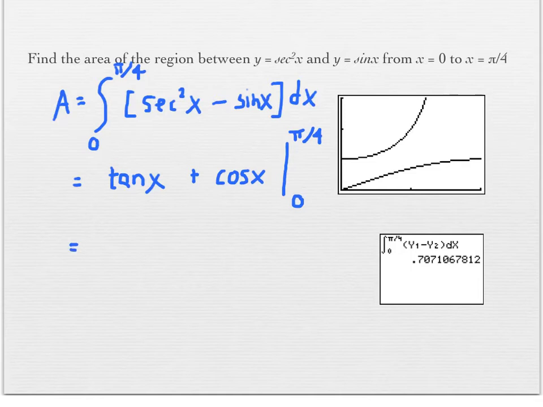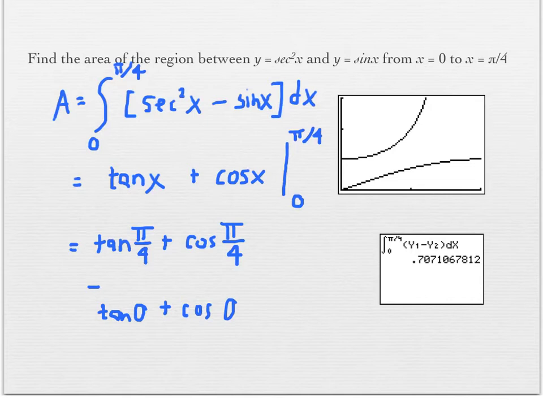So what this will end up to be is the tangent of pi over 4 plus the cosine of pi over 4. We'll get an answer for that. And then it'll be minus the tangent of 0 plus the cosine of 0, like that. Now if we figure out each of these, the tangent of pi over 4, that's 1. And the cosine of pi over 4, if you remember from your circle chart, that's the square root of 2 over 2.